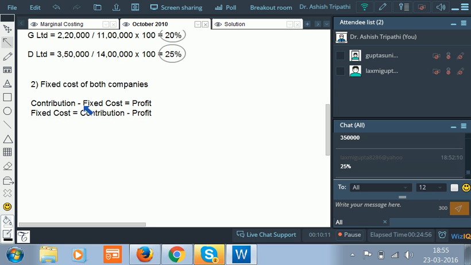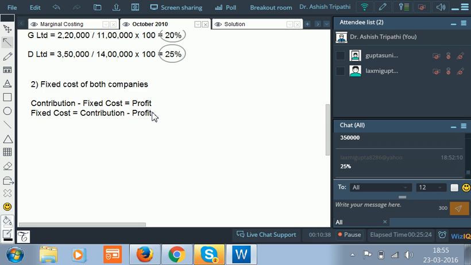What we have done, ये फिक्स्ड कॉस्ट को अगर इधर लेके जाएंगे तो वो प्लस हो जाएगा. This is minus fixed cost. इधर जाएगा तो प्लस हो जाएगा. So it will be profit plus fixed cost. Then your equation will be contribution is equal to profit plus fixed cost. So again, अगर प्रॉफिट को इधर लेके जाएंगे ये साइड में, then it will be contribution minus profit. So it's the same equation. Fixed cost is equal to contribution minus profit.